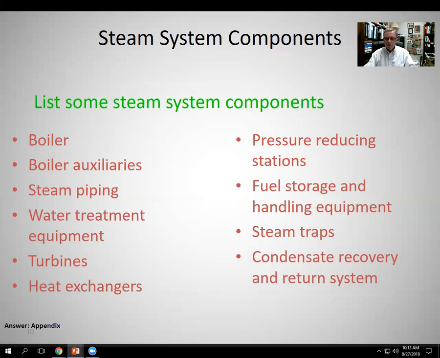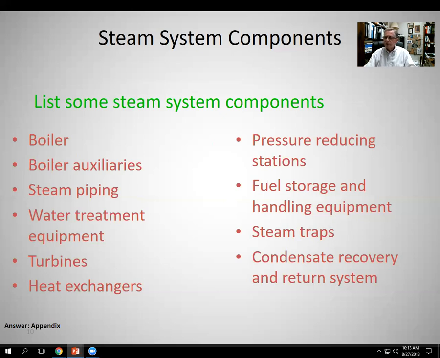Heat exchangers take the energy in the steam and move it into a fluid for some sort of process use. Pressure reducing stations: often we will generate steam at a fairly high pressure for distribution and then let it down through pressure reducing valves and/or back pressure turbines. If it's saturated steam, by controlling the pressure, we control the temperature, which is useful for constant temperature type applications. Fuel storage and handling equipment. If it's natural gas, it's pretty easy. If it's solid fuel, it's a little more difficult.